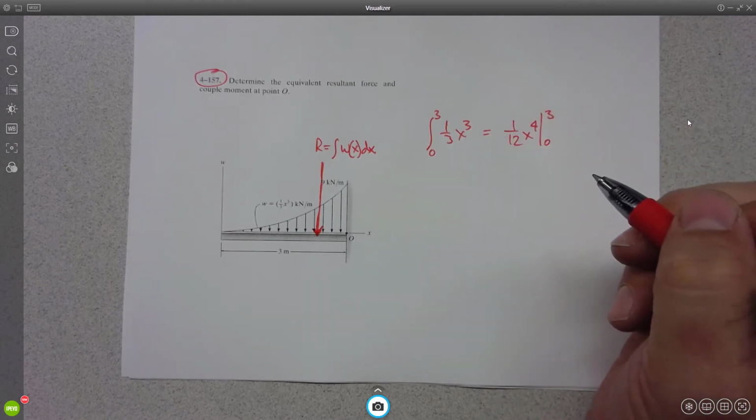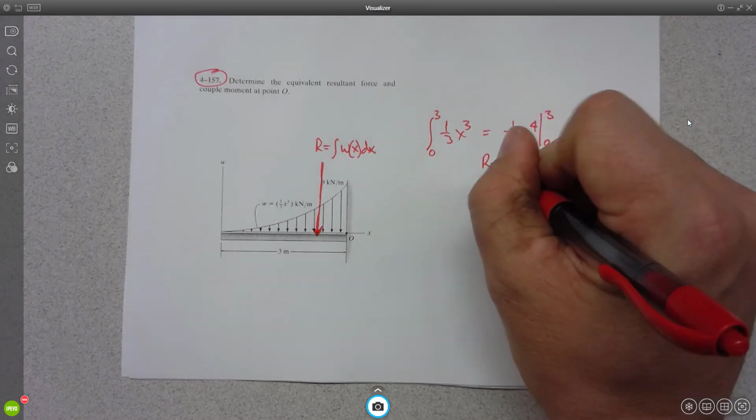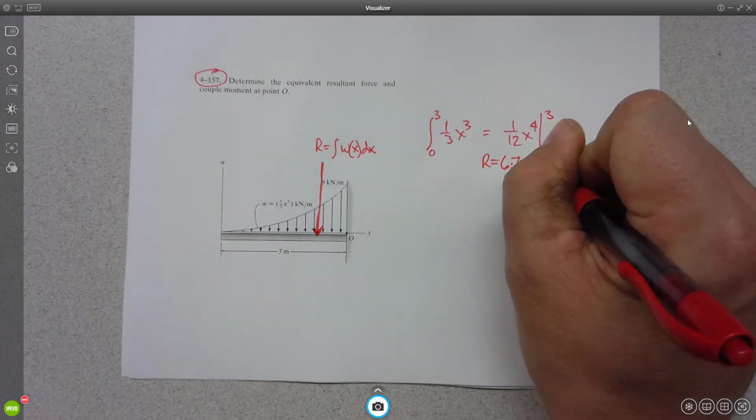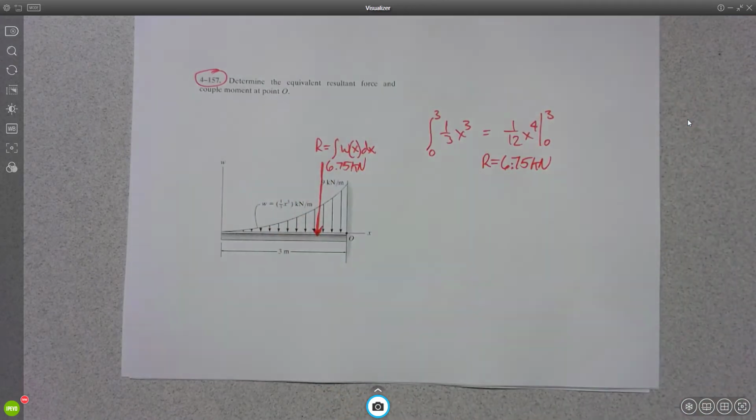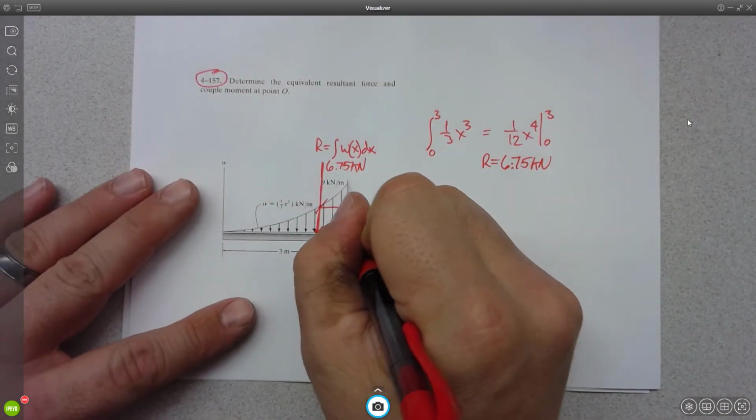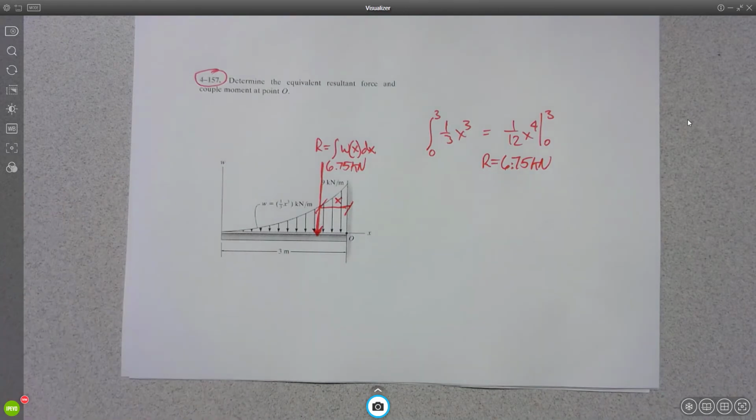So what'd you get, Liana? So we got the resultant as 6.75 kilonewtons. Where is it located? Anybody remember how to find that? Did I? You said we wouldn't have to do it because we'd always see it as a triangle. Pull up the receipts. Integral or the derivative?